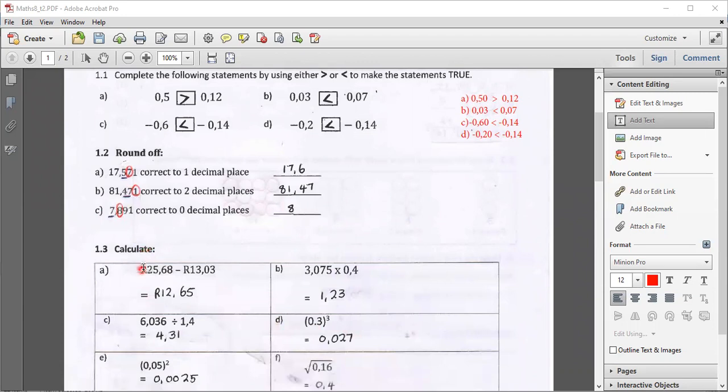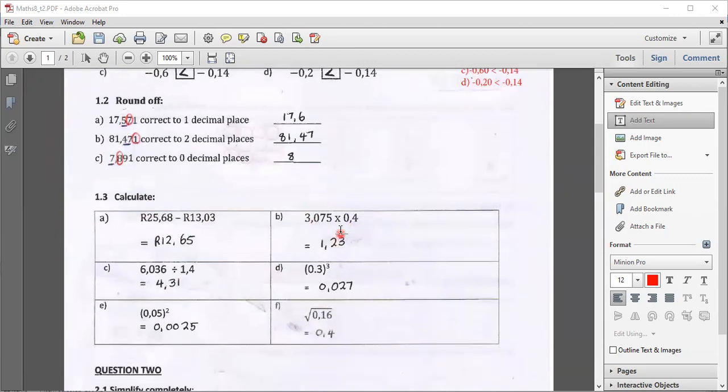Calculating, here you can align 25,68 and next row 13,03 and calculate mentally, or you can simply use your calculator. Same here, you can multiply. Because of time constraints, you can use your calculator to multiply 3,075 times 0,4. The next one is division. So you divide 6,036 divided by 1,4 gives you 4,31.